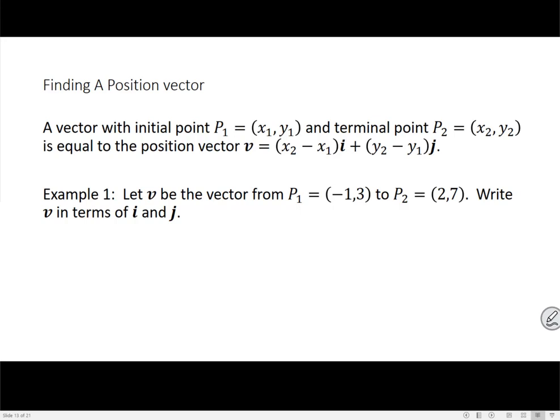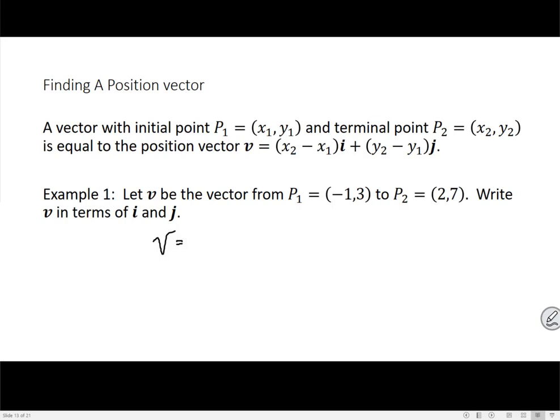So let's try this as an example. So let v be our vector from the point P1 equals negative 1, 3 to P2 equals 2, 7. And I want to write v in terms of i and j. And remember, i and j are what we call our unit vectors. Okay, and i is the vector that is 1 unit on the x-axis, and j is the vector that is 1 positive unit up on the y-axis. Okay, so let's find our position vector.